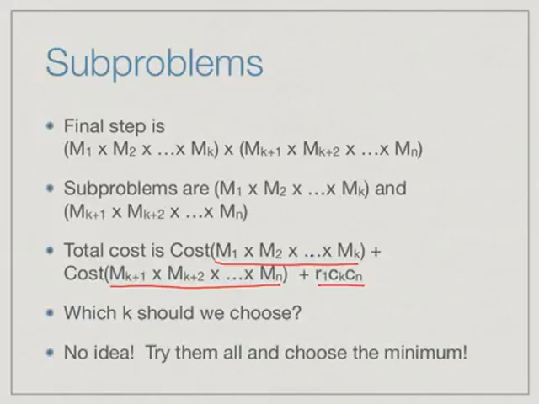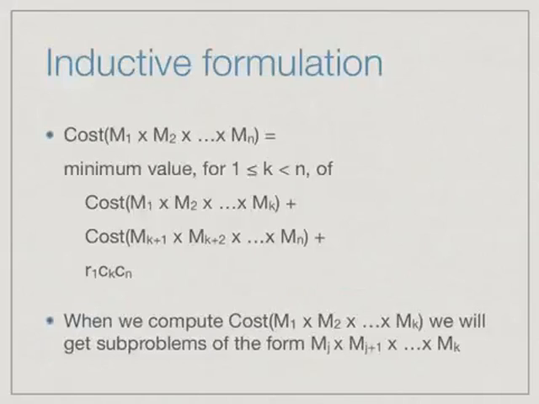Here we want the minimum cost. So we choose that k which minimizes this split. And recursively, each of those things would minimize their split and so on. So that is the inductive structure. Finally, we say that the cost of multiplying m1 to mn is the minimum over all choices of k of the cost of multiplying m1 to mk plus the cost of multiplying mk+1 to mn, plus of course for that choice of k we have to do one final multiplication, which is to take these resulting submatrices. So that is r1 into ck into cn.